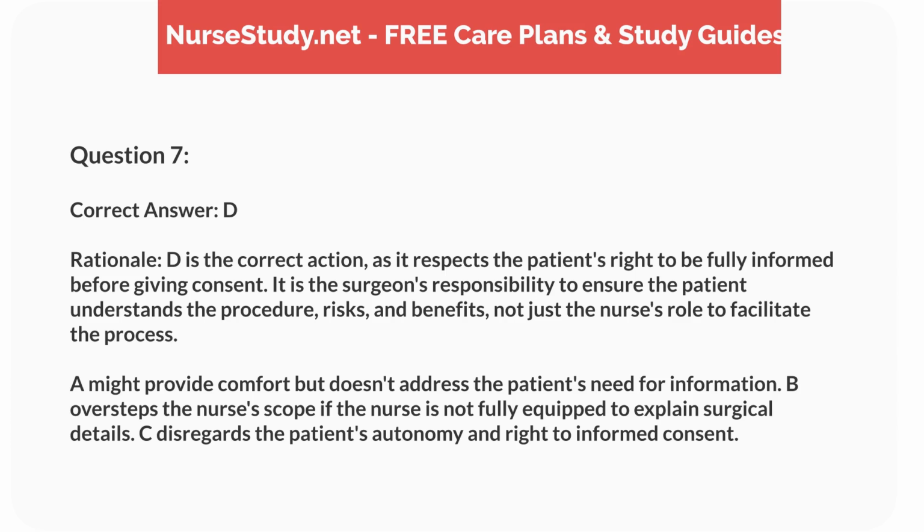Correct answer, D. Rationale: D is the correct action, as it respects the patient's right to be fully informed before giving consent. It is the surgeon's responsibility to ensure the patient understands the procedure, risks, and benefits, not just the nurse's role to facilitate the process. A might provide comfort but doesn't address the patient's need for information. B oversteps the nurse's scope if the nurse is not fully equipped to explain surgical details. C disregards the patient's autonomy and right to informed consent.